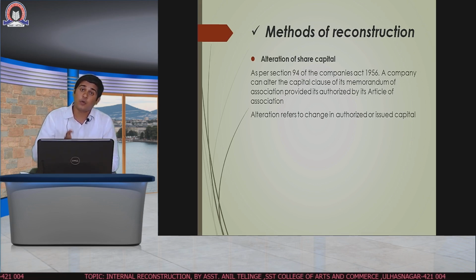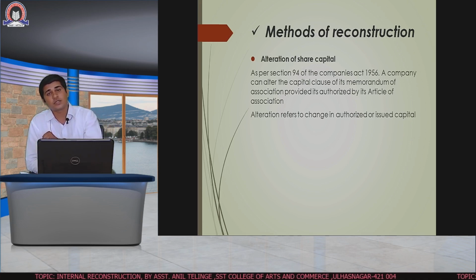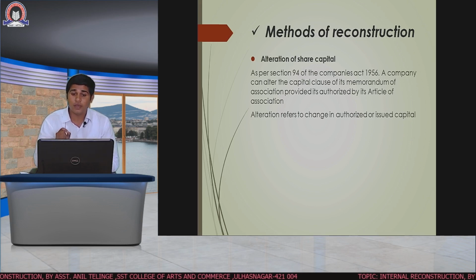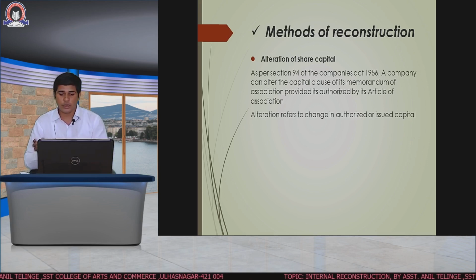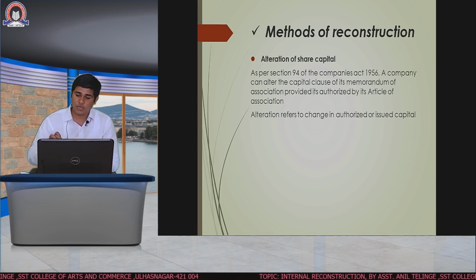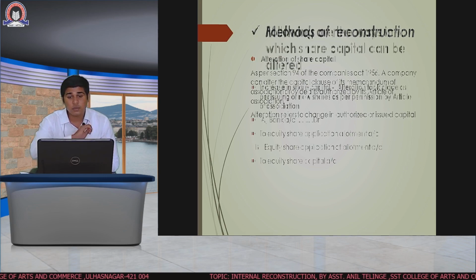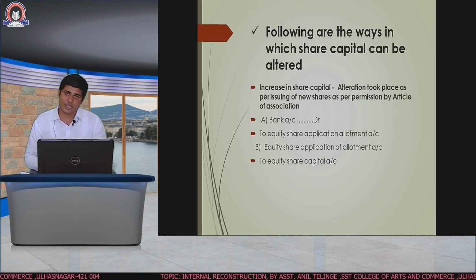So if you want to do capital reduction, you must go through section 94 of Companies Act 1956 and also verify whether your memorandum of association and articles of association permit it or not, which I already mentioned in our next slide. There are some alternative methods by which any company alters its share capital.